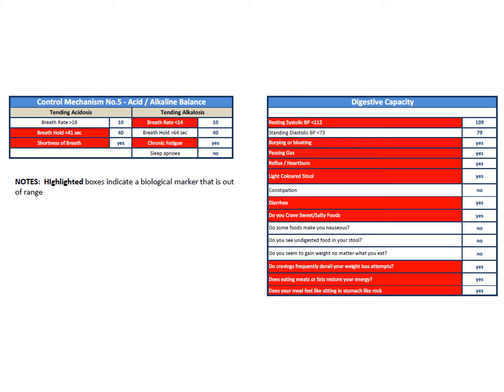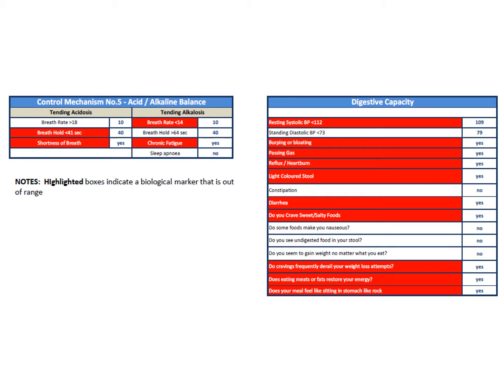Burping and bloating, yes, that's lack of hydrochloric acid. We're feeding the bugs, passing gas. We're not getting any bile. Reflux, once again, it's hydrochloric acid. Light-colored stool, once again, this is gallbladder. Diarrhea, this is catabolic. Craving is getting your minerals.